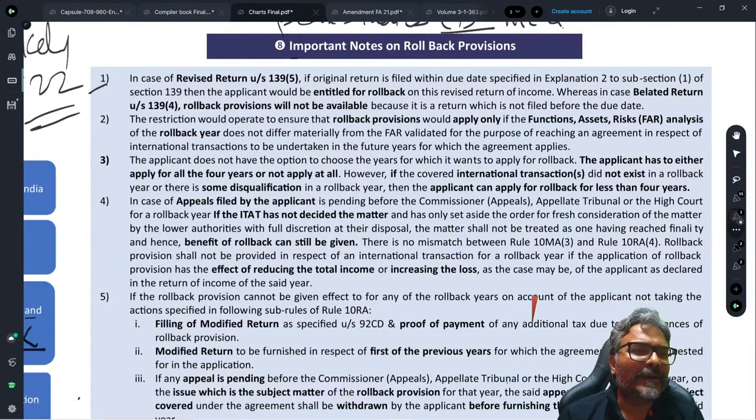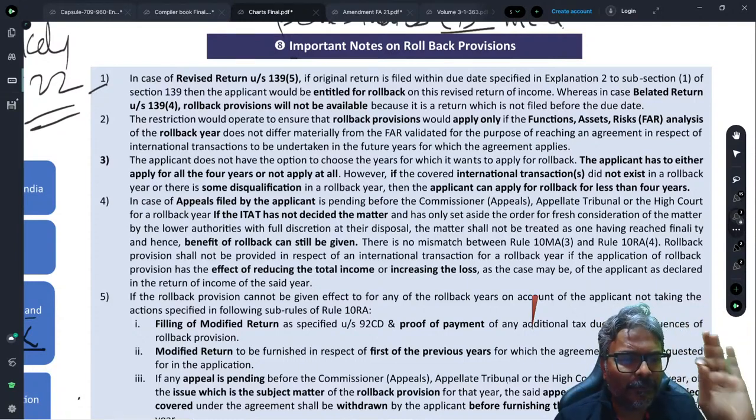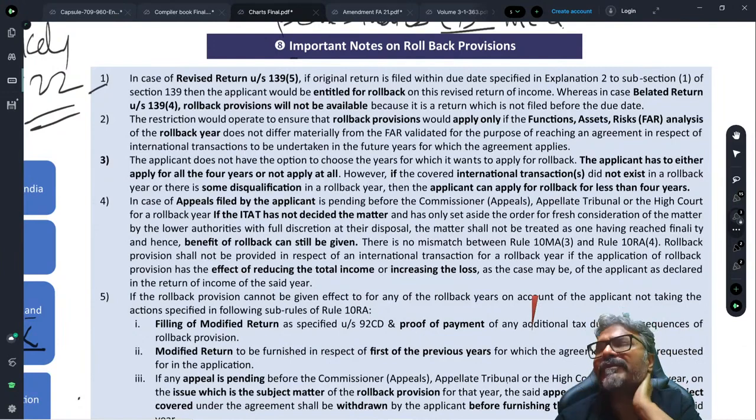So in the case of a revised return under section 139 subsection 5, if original return is filed within the due date specified in Explanation 2. Now please pay attention, students. All of you are aware of the fact that today both the original return, whether filed under 139 subsection 1 or under section 139 subsection 4, one is within the due date and another is a belated return. So both these original returns can be revised. All of you agree to this one?